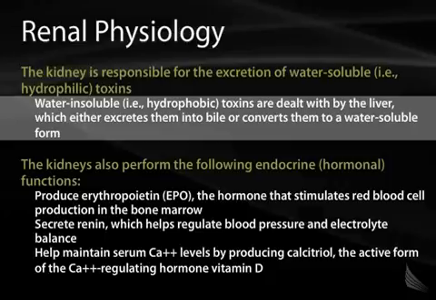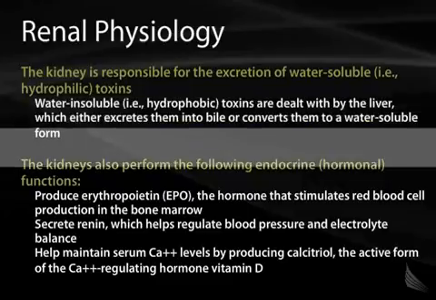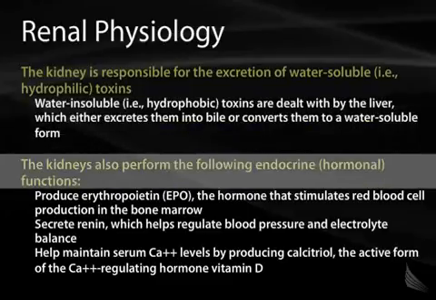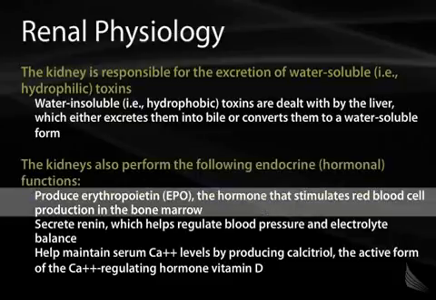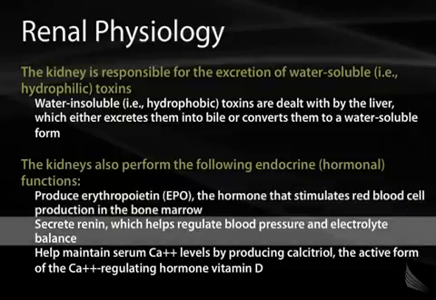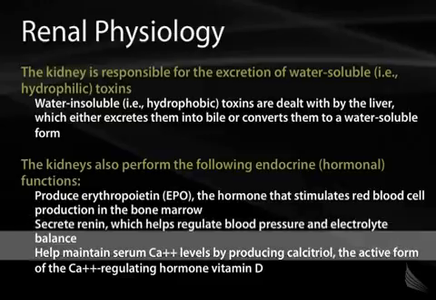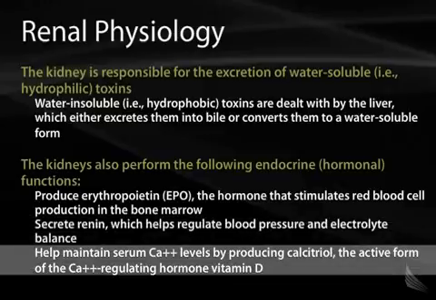Outside of the maintenance of homeostasis in terms of salt and water balance, the kidney also performs important endocrine functions. They produce erythropoietin, the hormone that stimulates red blood cell production in the bone marrow, and they secrete renin, which helps regulate blood pressure and electrolyte balance. They also help maintain serum calcium levels by producing calcitriol, the active form of the calcium-regulating hormone, vitamin D. Now that we've outlined those basic concepts, let's go through the basic renal anatomy.